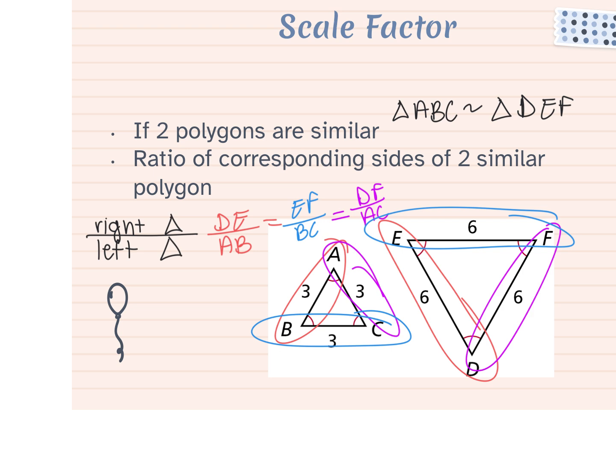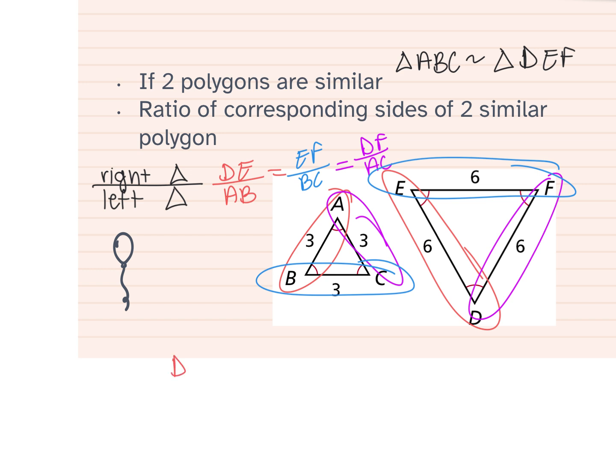All right, so now if I'm solving it, I have DE over AB. What's DE? 6 over what's AB? 3. Can I simplify this? Yes, my scale factor is going to be 2.